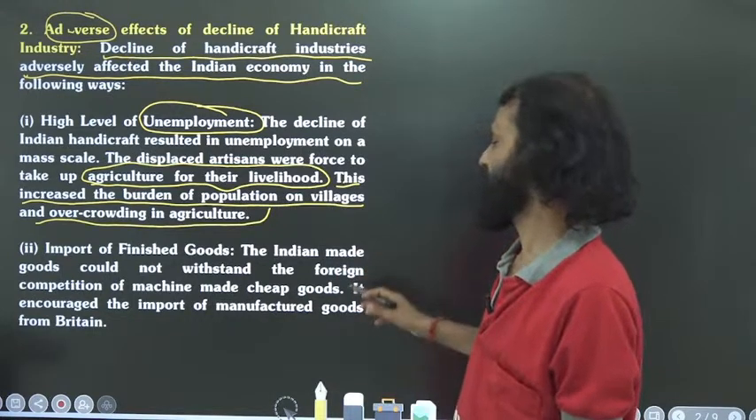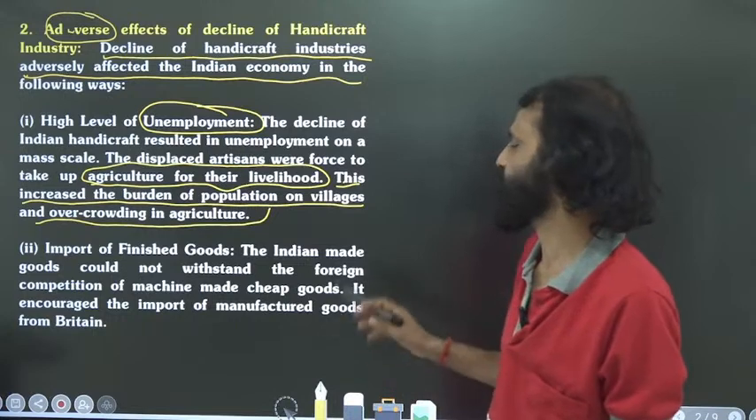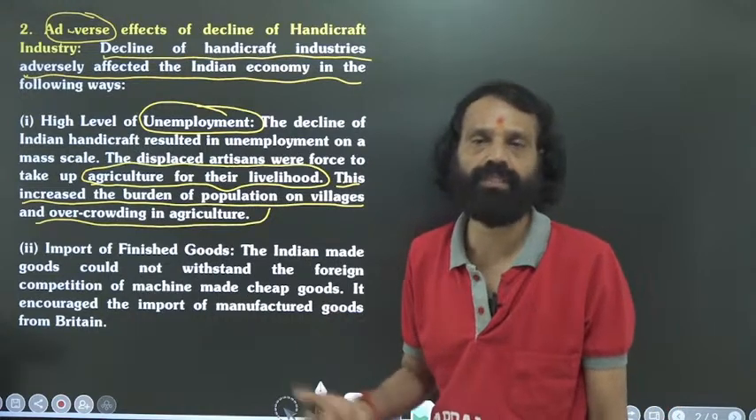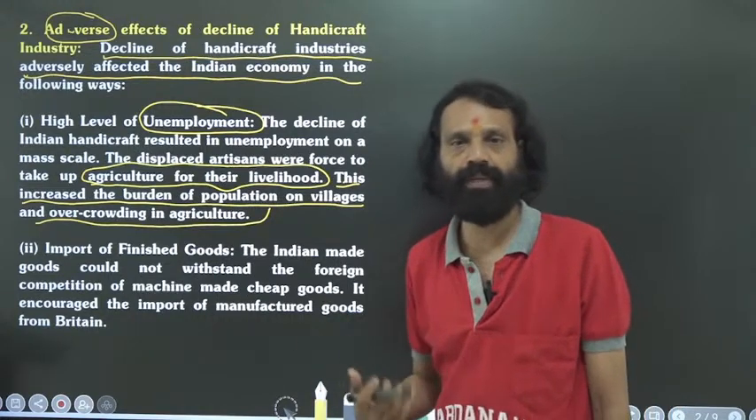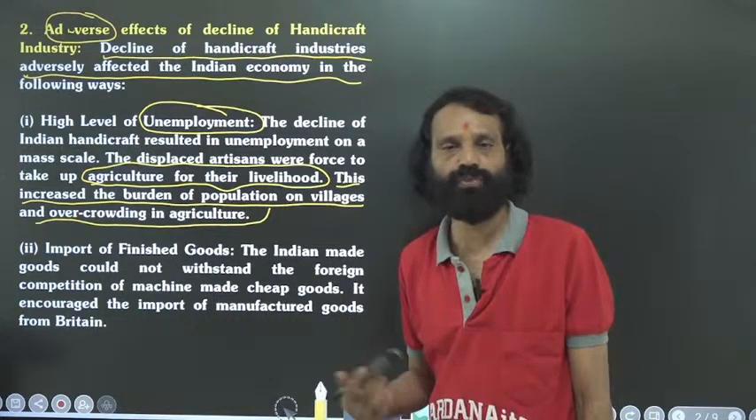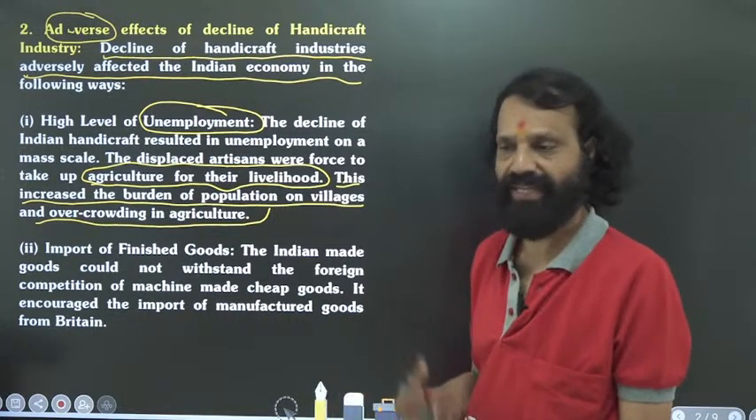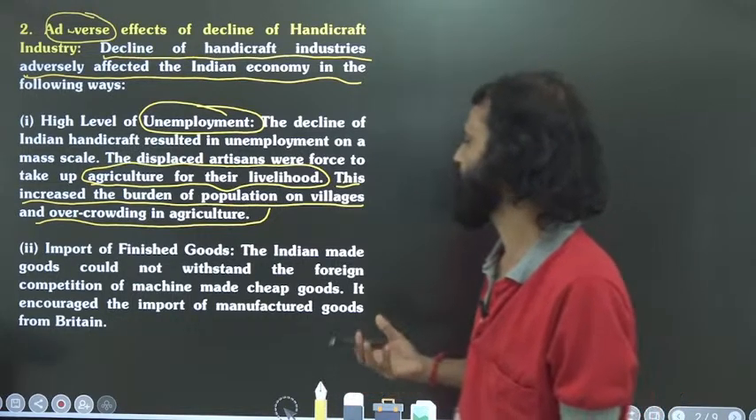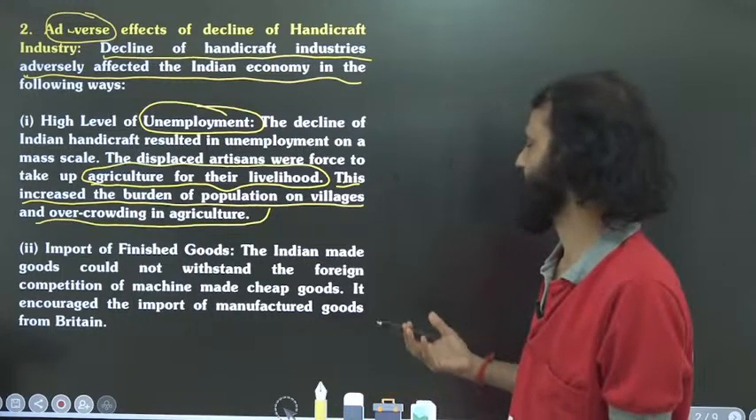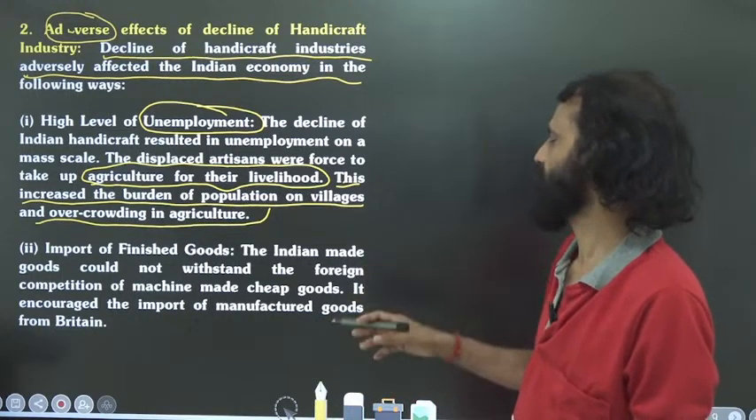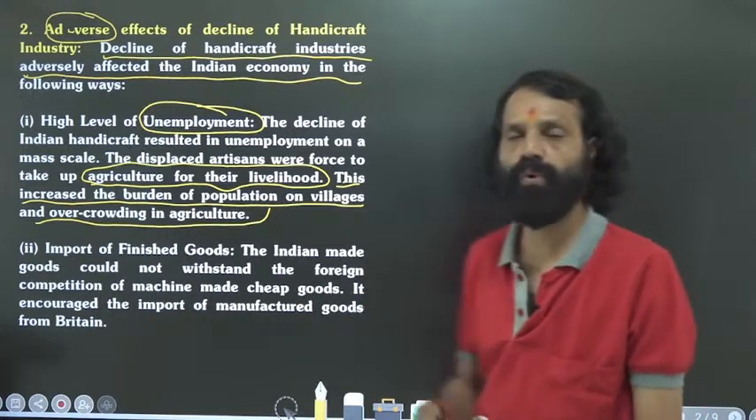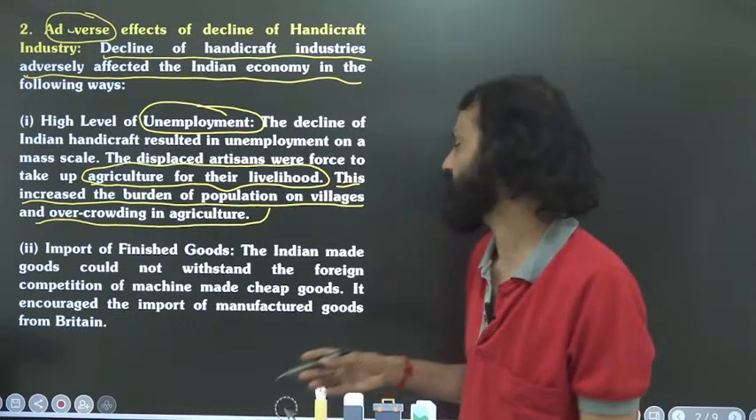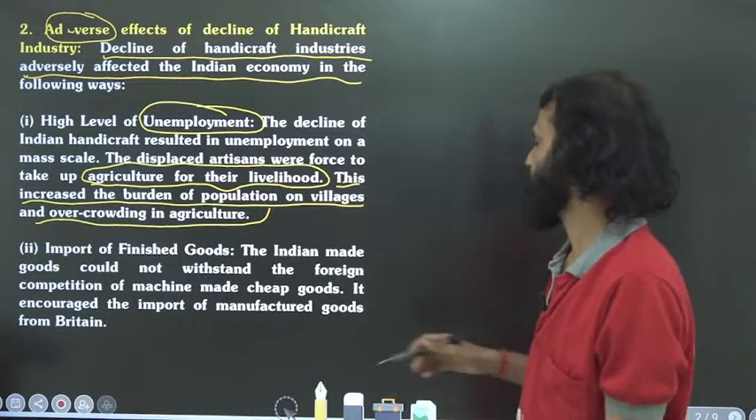It encouraged the import of manufactured goods from Britain. More finished, machine made goods came from Britain. Our people liked goods from Britain more because of their fine quality and proper finishing. Perfect quality products came from Britain. So Britain's machine made cheap goods came more into the Indian market, and Indian goods could not withstand all those foreign imported goods.